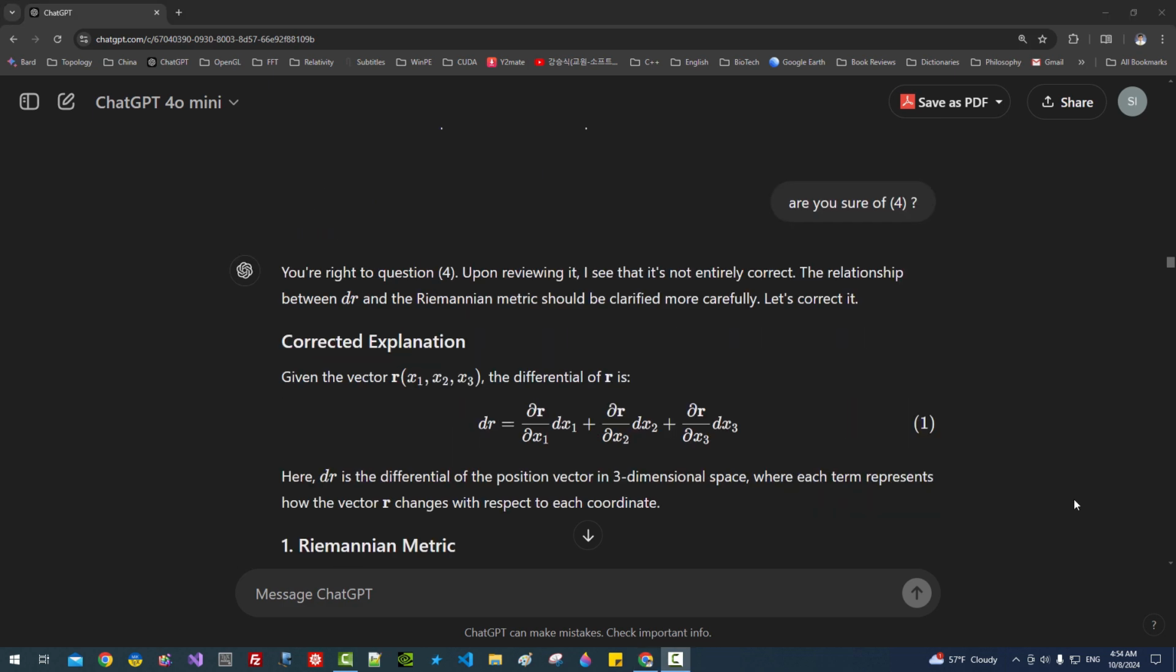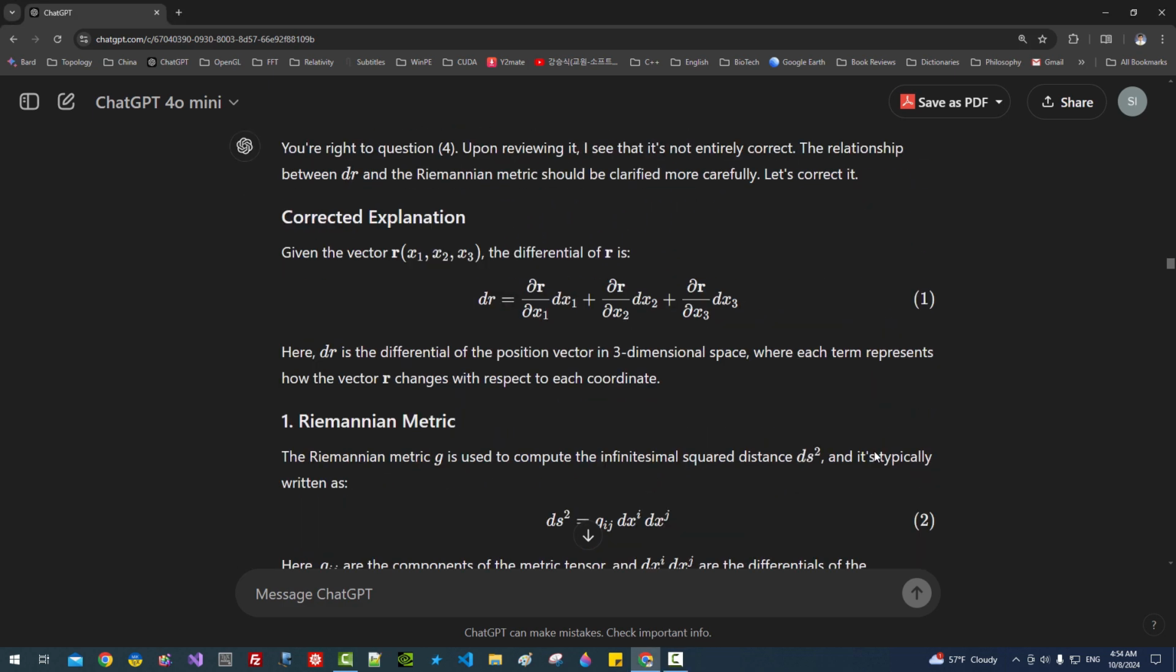Are you sure of (4)? You're right to question (4). Upon reviewing it, I see that it's not entirely correct. The relationship between dr and the Riemannian metric should be clarified more carefully. Let's correct it.